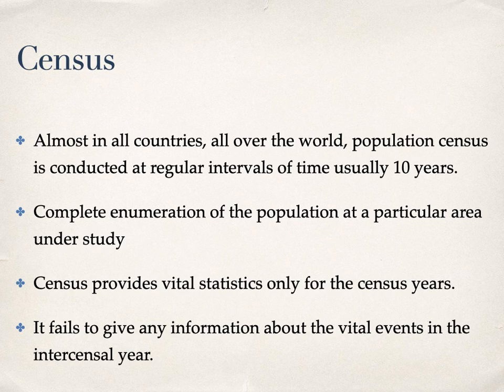But a main drawback of this census is that only in the census years do we get the accurate population. At all other years between these 10 years, between the census periods, we do not have accurate information about the vital events. So we do not have an idea about the population. To know about the population in the intercensal years, that is between the censuses, we go for the measurement of population.